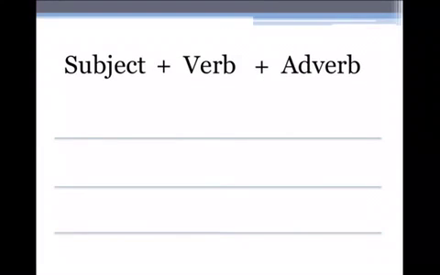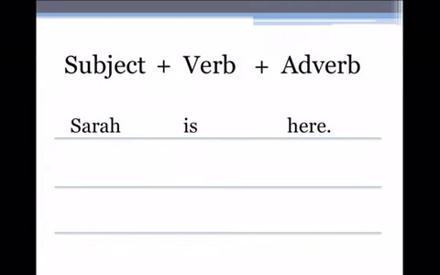Fourth, there is subject plus verb plus adverb. An adverb describes a verb, like an adjective describes a noun. We haven't studied adverbs yet, but we will study them in a few weeks. Let's look at an example. Sarah is here. This sentence tells us where Sarah is. She is here.